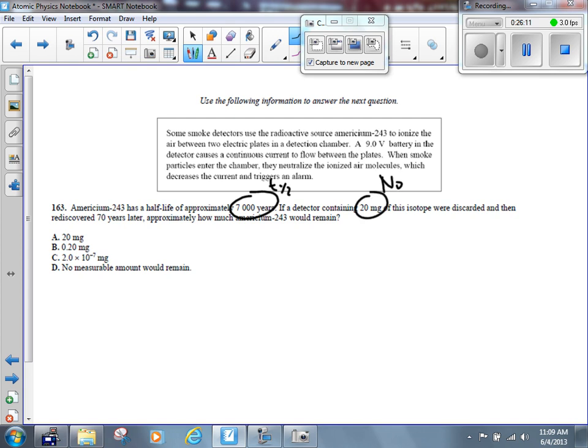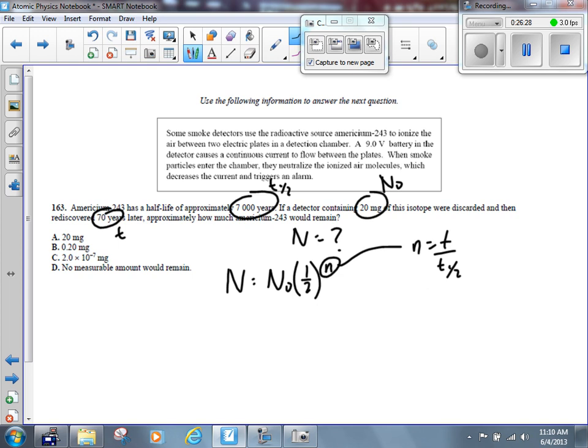We're recovered 70 years later. That's going to be T. How much would remain? So we're looking for N here. We're going to say N is equal to N sub 0, the initial amount, times 1/2 to the little n. That's the number of half-lives. Little n is going to be T over T1/2. Now, this is going to be a pretty small number. T is 70 years. T1/2 is 7,000 years. What's 70 divided by 7,000? 0.01, right?